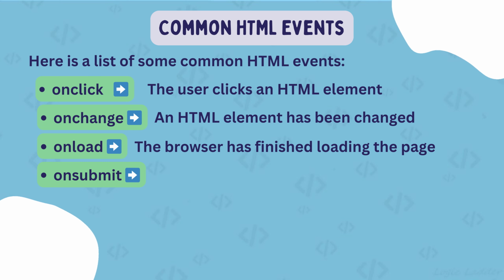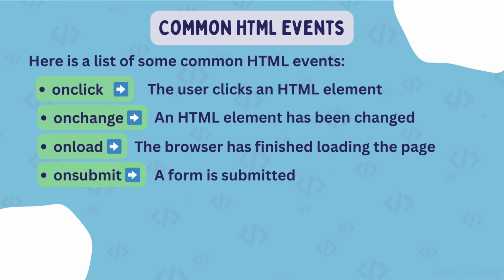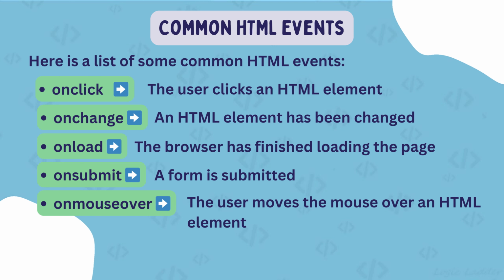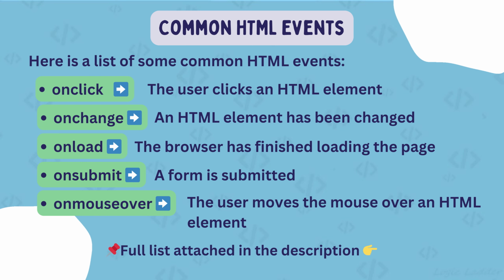Next one is OnSubmit. It occurs when a form is submitted. The next event is OnMouseOver. It occurs when a user moves the mouse over an HTML element. There is a full list of events. You can find it in the description of the video.